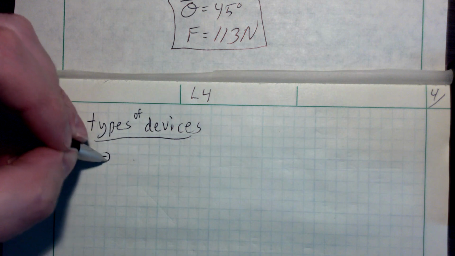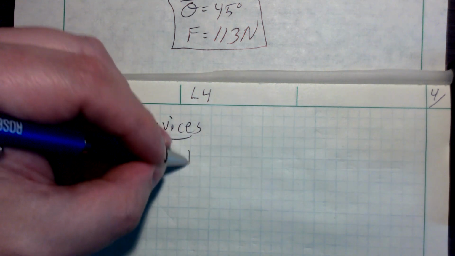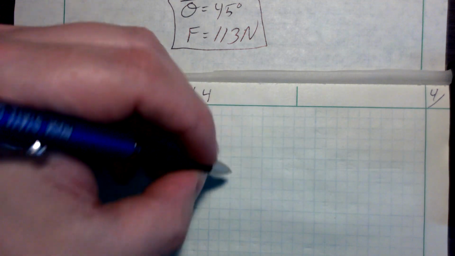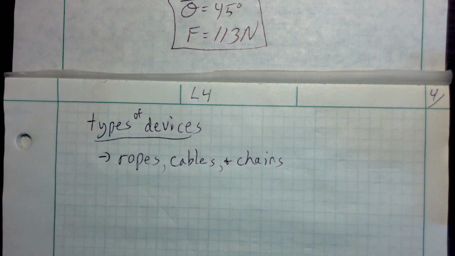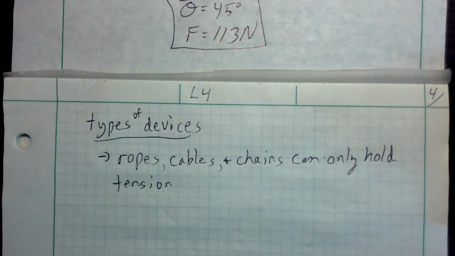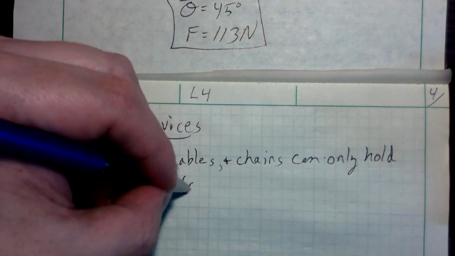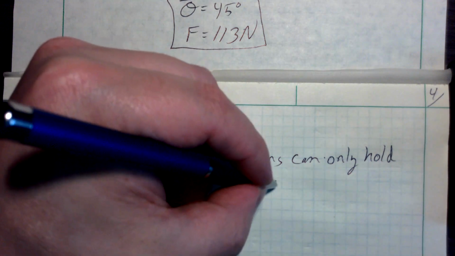Commonly, you'll see things like ropes, cables, and chains. These can only hold tension. And what I mean by that is they can only pull.